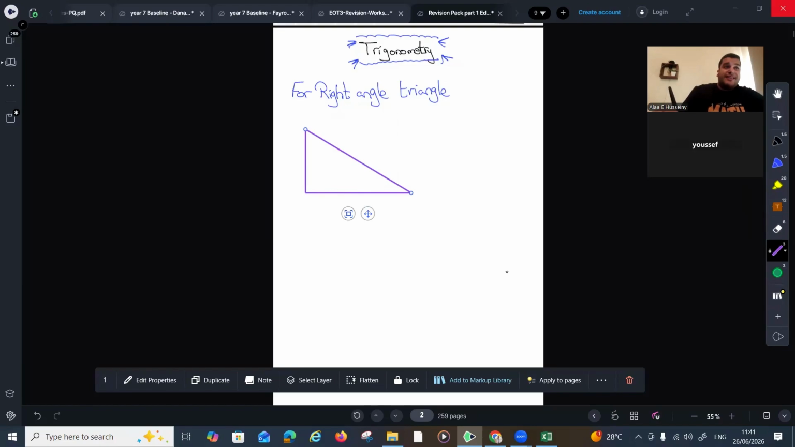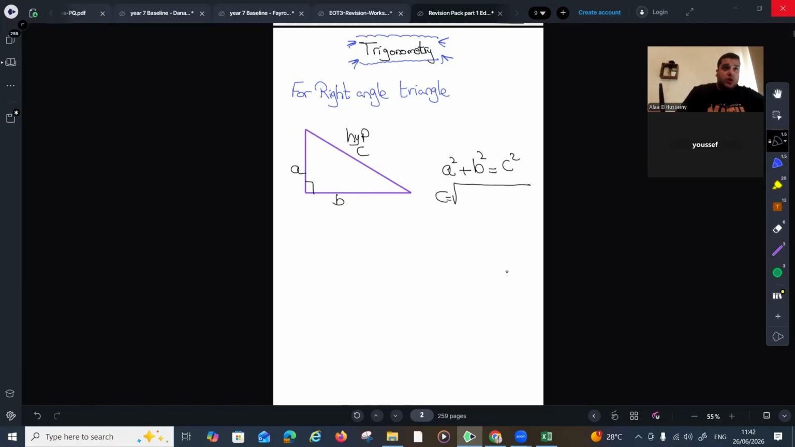So if I want to get the hypotenuse, I will do square root of A squared plus B squared. And if I want to get the short side, the one that's next to the 90 degrees, we will do minus instead of plus, okay? So if A or B, that's root, and make sure that you have the bigger first, C squared minus B squared. So that's the first thing, the Pythagoras rule. What else? We also need to remember the trigonometric ratios, the sine, the cosine, and the tan, okay?